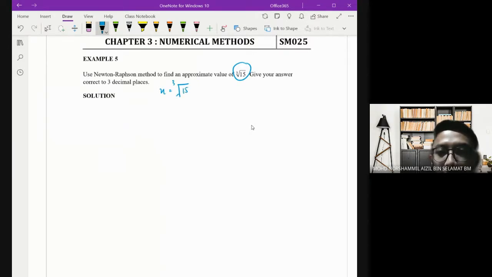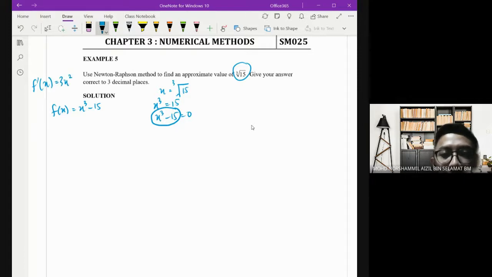Okay, lepas tu apa kita boleh buat? Kita akan cubekan both sides. So x cube equals to 15. So x cube minus 15 equals to 0. Nah, sekarang ni kita dah dapat dah. This is our fx, x cube minus 15. Okay. F prime boleh dapat dah, 3x square je.